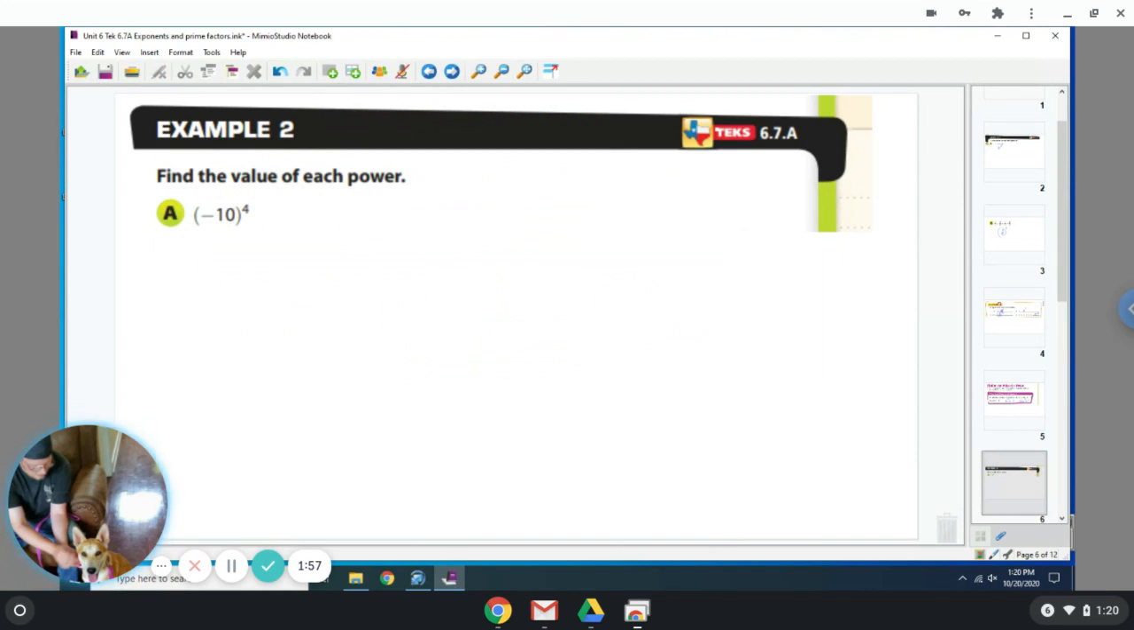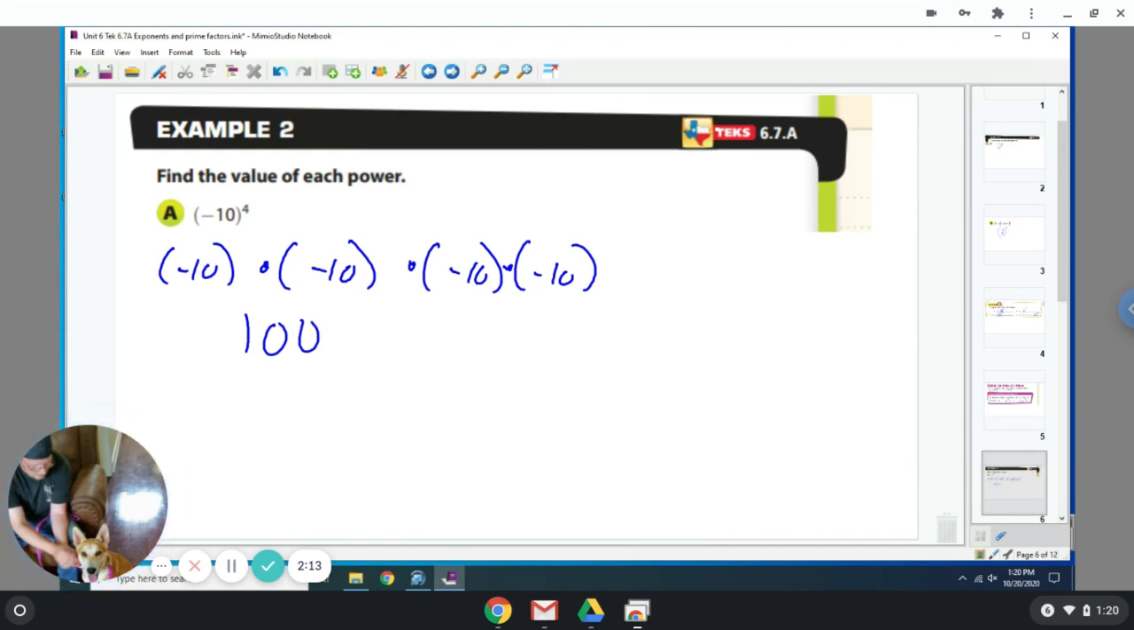So find the value of each power. We're going to multiply this out. That means to do it 4 times: -10 times -10 times -10 times -10. -10 times -10 is a positive 100, and then this is also a positive 100. So you're just going to do 100 times 100, which is 10,000. And that's your answer. -10 to the 4th power is a positive 10,000.